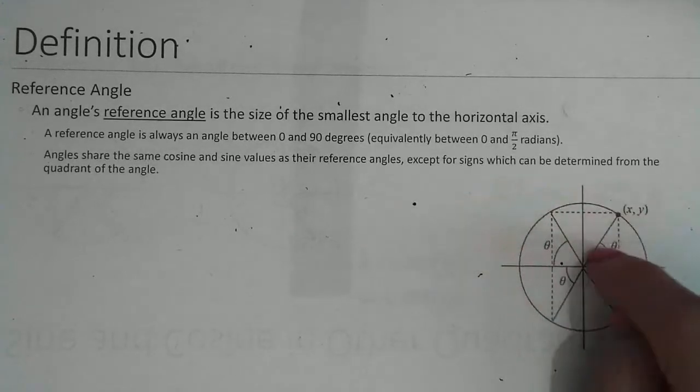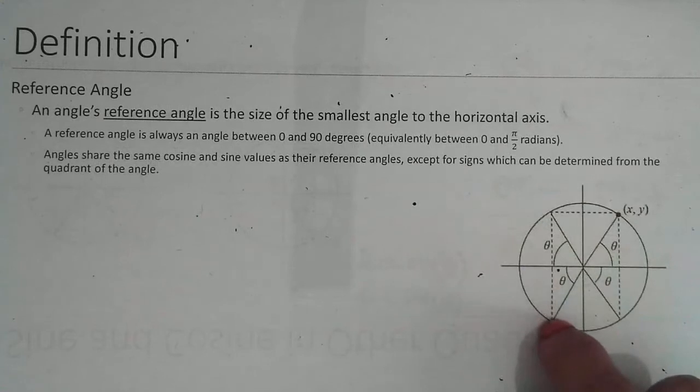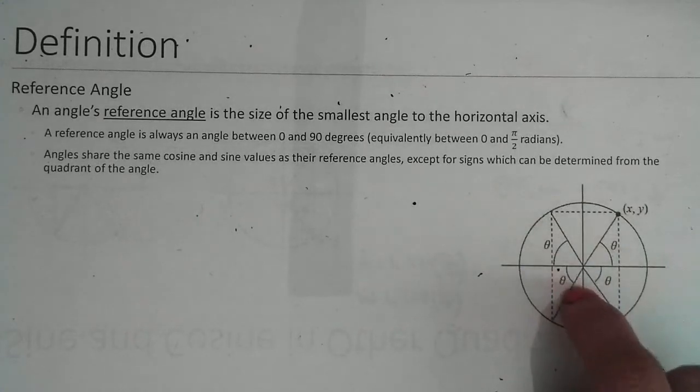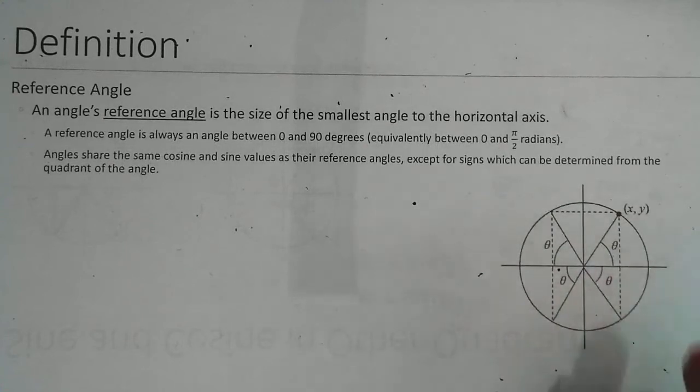So for example, if you're in quadrant 1, then your reference angle is going to be this distance here because that's how you get to the horizontal axis the fastest. If you're in quadrant 2, that's going to be coming to the negative x-axis. If you're in quadrant 3, the fastest way to get to the horizontal axis is by going backwards. And then if you're in quadrant 4, it'll be by going forwards to the positive x-axis.